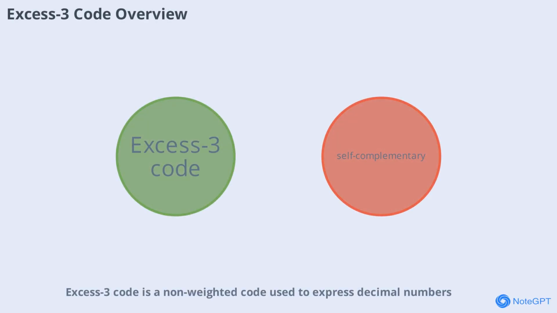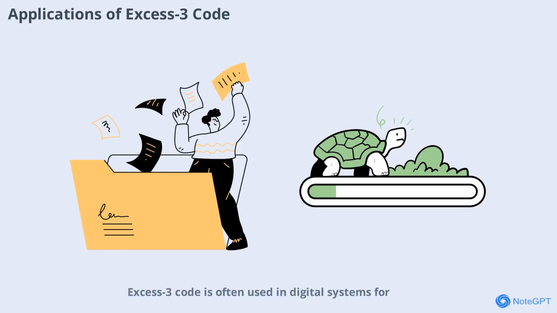Excess-3 code is a non-weighted code used to express decimal numbers. Each decimal digit is represented by its binary equivalent plus 3. This code is self-complementary, making it useful for error detection and simplifying certain arithmetic operations. Excess-3 code is often used in digital systems for error detection and simplifying the design of arithmetic circuits.